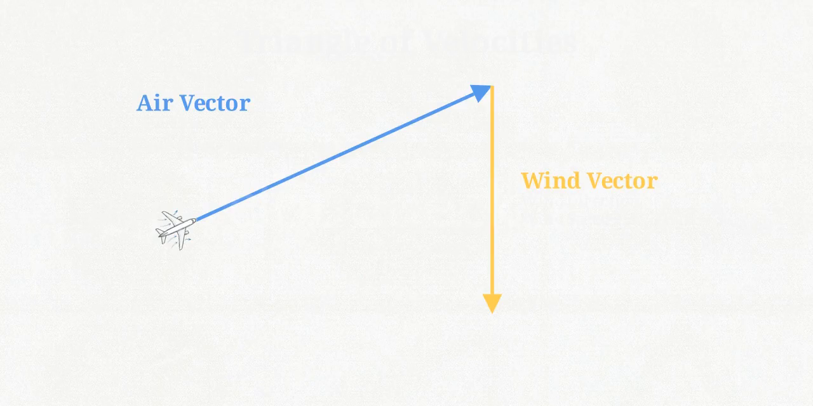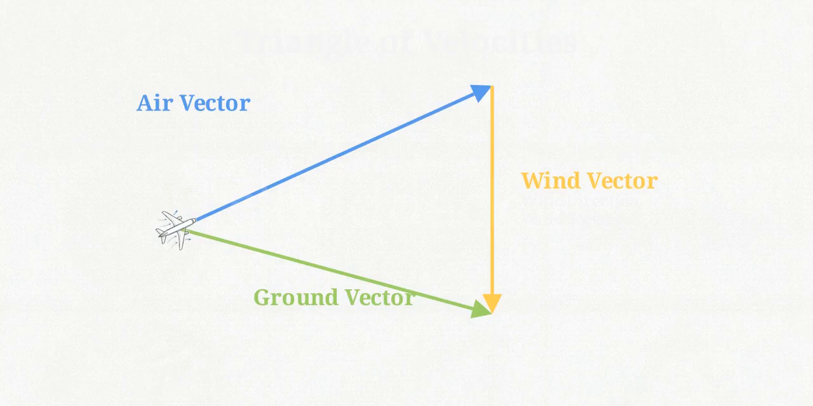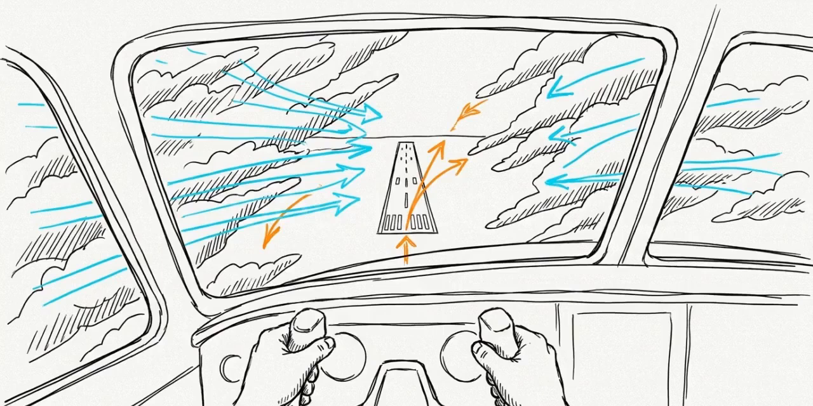Connecting the start of the air vector to the end of the wind vector gives us our ground vector. This final line reveals our actual track over the Earth and our actual ground speed. The internal angle between where the nose points, the heading, and the physical path over the ground, the track, is our drift. Calculating this triangle lets pilots predict drift and hold a straight track through a moving air mass.